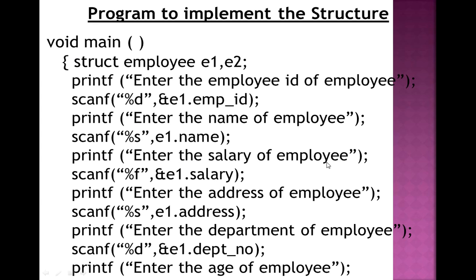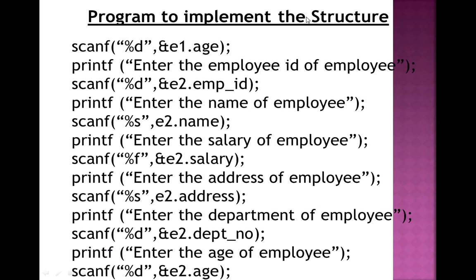Then printf, enter the salary. This is a float, so I am using %f. Then E1.salary. Then address. This is of character type, so using %s. Then department, with %d because it is of int type. Then age. This is of int type, %d.